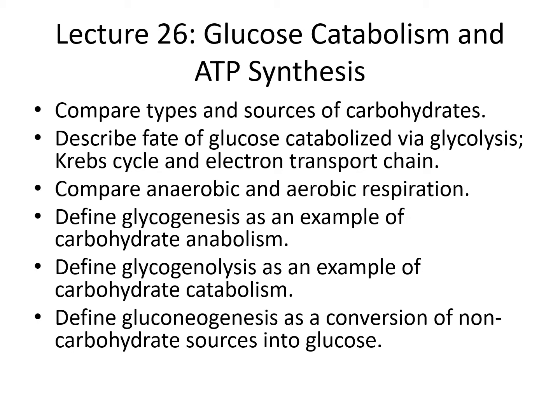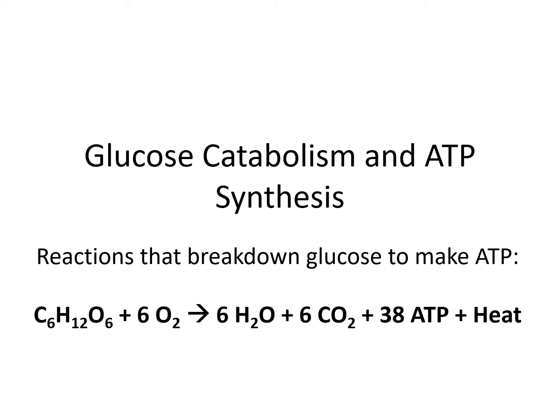Okay, so we're going to describe the fate of glucose catabolized via glycolysis through a series of reactions called the Krebs cycle and electron transport chain. We're going to describe that the pathway it takes will be different whether oxygen is absent in anaerobic conditions or whether it's present in aerobic conditions. We're going to define terms like glycogenesis, glycogenolysis, and gluconeogenesis in this lecture.